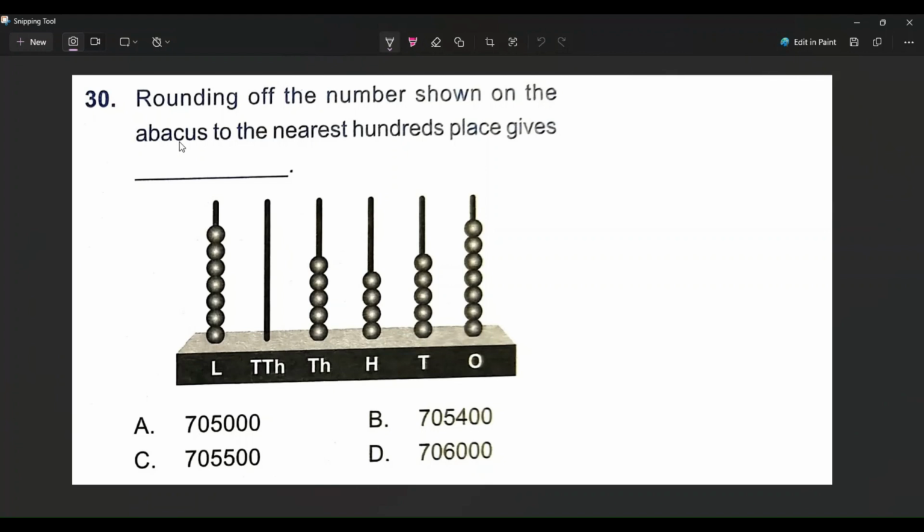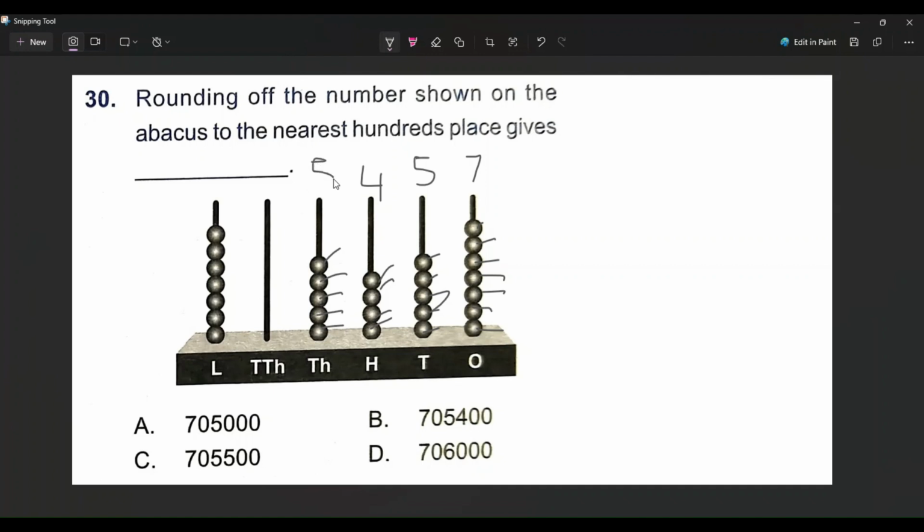30th question. Rounding off the number shown on the abacus to the nearest hundreds place gives dash. What are the numbers given on the abacus? Let's check. On ones place 1, 2, 3, 4, 5, 6, 7. So write the number clearly over here. On tens place 1, 2, 3, 4, 5. 5 is given on tens place. 2, 3, 4. 4 is given on hundreds place. 1, 2, 3, 4, 5.